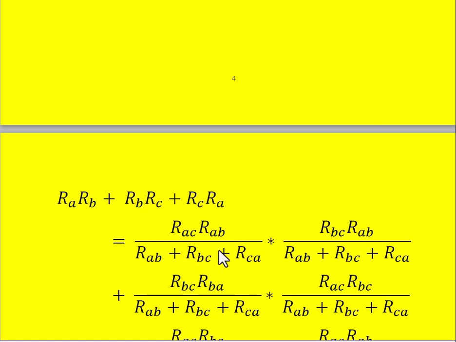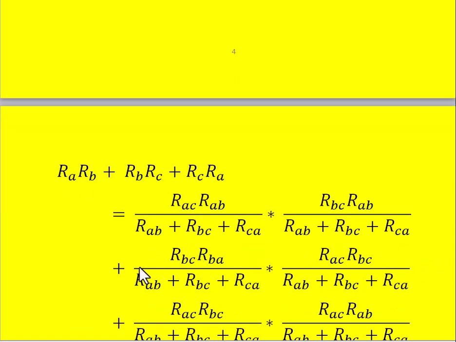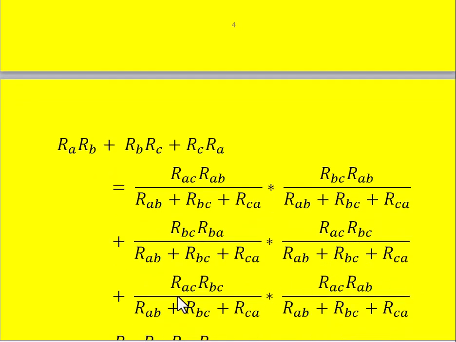divided by (RAB plus RBC plus RCA) into (RAB plus RBC plus RCA). Similarly, the next term is RBC RBA, RAC RBC divided by (RAB plus RBC plus RCA) into (RAB plus RBC plus RCA), plus RAC RBC RAC RAB divided by (RAB plus RBC plus RCA) into (RAB plus RBC plus RCA).